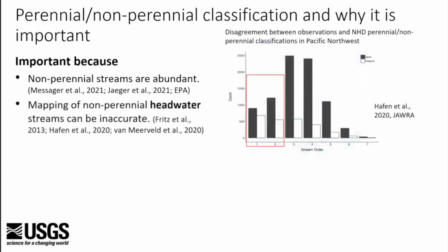And we also know that mapping of these streams, despite our best efforts, can be inaccurate. So Hafen et al. in 2020 did, among other things, an analysis where they compared the classification by the National Hydrography Dataset of perennial or non-perennial to field observations. And these field observations were just in the Pacific Northwest. This is how the agreements and disagreements work out. Agreement would be that if you had a wet observation, it agreed with the perennial classification. A disagreement would be if it was dry and you had a perennial classification.